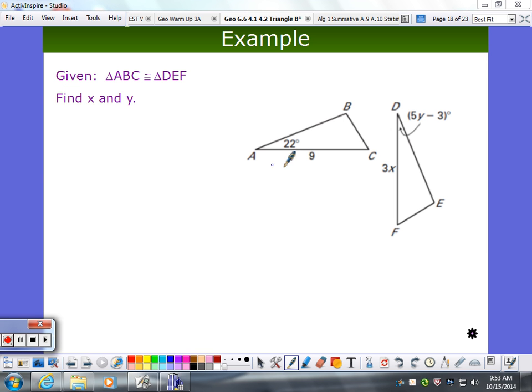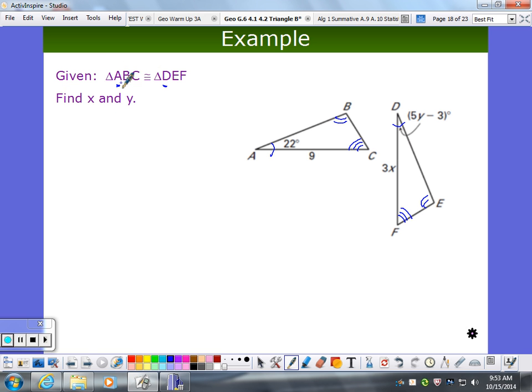Let's look at this here. I've got two congruent triangles, ABC and DEF. Now what's important to remember here is that I am putting these in kind of an order. So A and D are congruent. They're the corresponding parts. B and E are also congruent, and C and F. So the way that it's written gives us big clues on what's congruent.